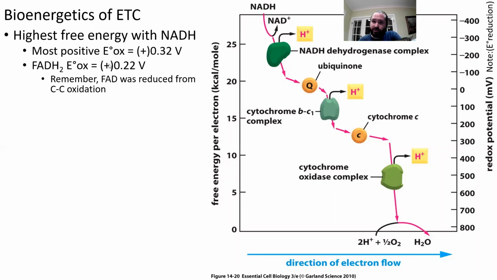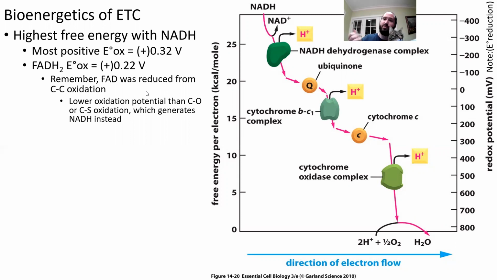And remember, this stems all the way back to the different types of bonds that, when oxidized, will lead to reduction of electron carriers. Carbon-to-carbon bonds, which are less polar, when oxidized, will reduce FADH2. Whereas carbon to oxygen or carbon to sulfur, as we saw in glycolysis and the citric acid cycle, when oxidized, will be a higher, more polar bond, and therefore a higher oxidation potential, and will reduce a better electron carrier, aka NADH.